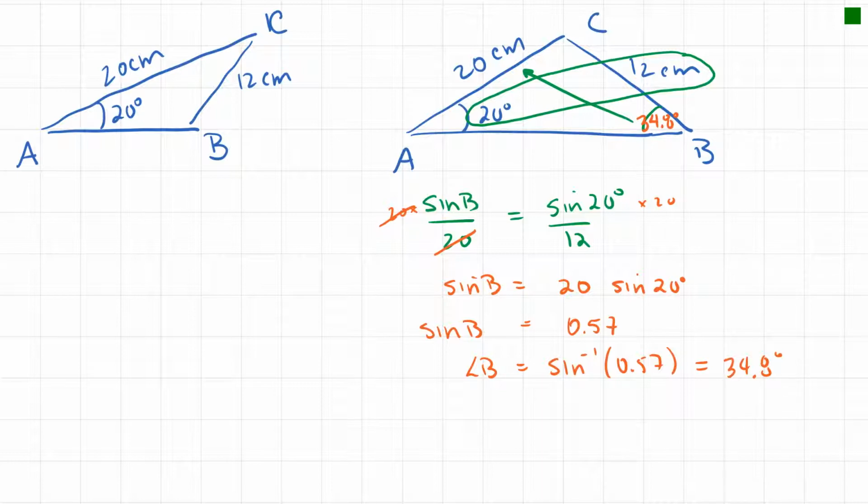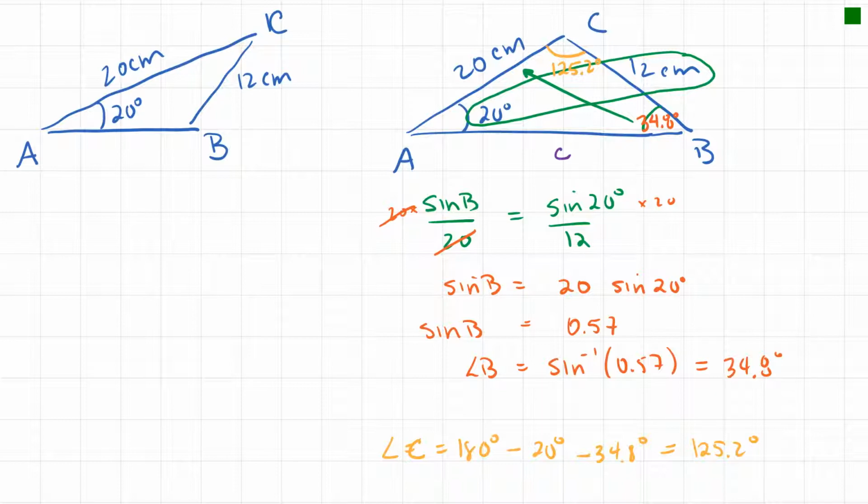We're getting closer. Next step, I want to find all the angles and all the sides. I'm going to try and find angle C. But there's 180 degrees in a triangle, so angle C has to equal 180 degrees minus the 20 degrees minus the 34.8 degrees, which equals 125.2 degrees. So I'm getting closer. I have two sides and all three angles.